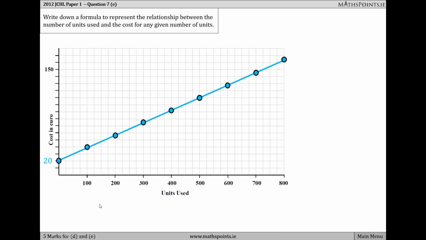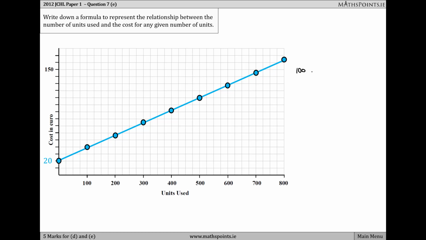Part E asks us to write down a formula to represent the relationship between the number of units used and the cost for any given number of units. So we're trying to create a formula that will tell us the cost of electricity if we input the number of units used. So what we want to calculate first is the additional cost per 1 unit extra used in electricity.